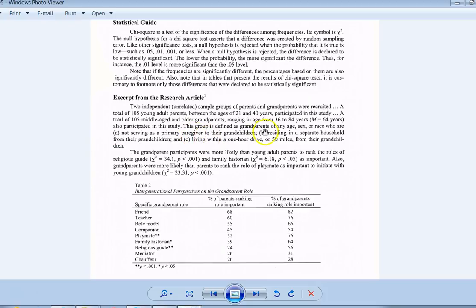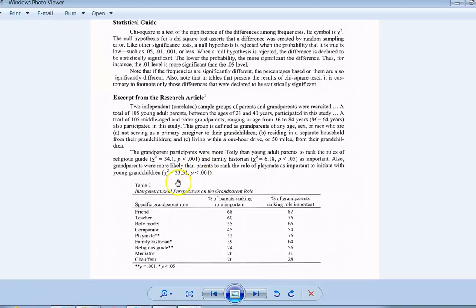So first, look up here, because I don't know if we've discussed this. The chi-square is the difference among frequencies, and it's symboled by chi-square right there. The null hypothesis tests that a difference was created by random sampling error. So we do our significance test at any of these three levels. Obviously, it's more significant if it's at this level than this level.